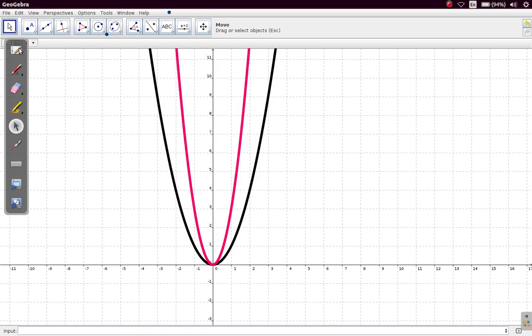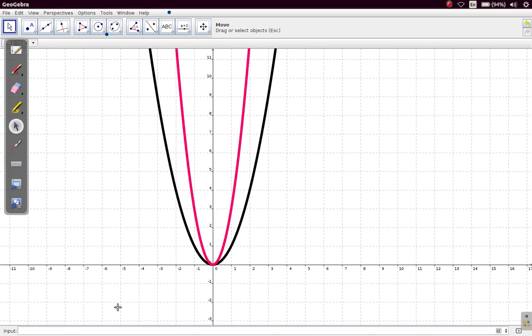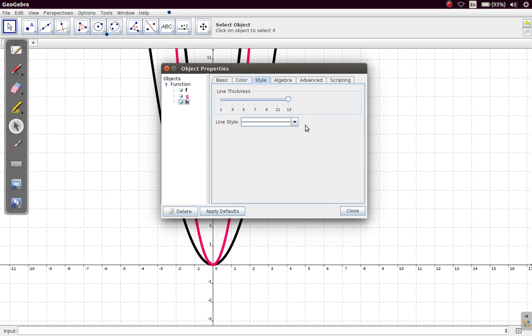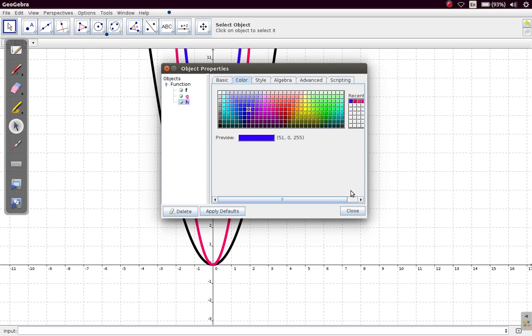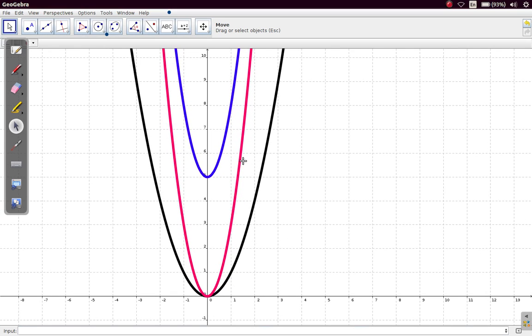The third one is 3x squared plus 5. If we have 3x to the power of 2 plus 5, we get this. Let's make this thick and change the color to blue. Now you have similar behaviors. All three, as x tends to infinity, shoot up rapidly to infinity as well.